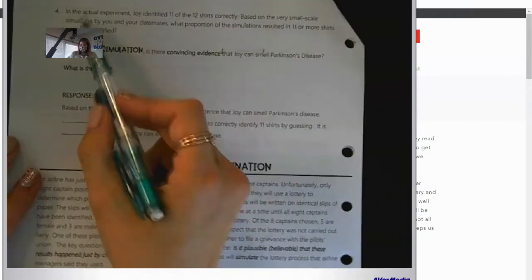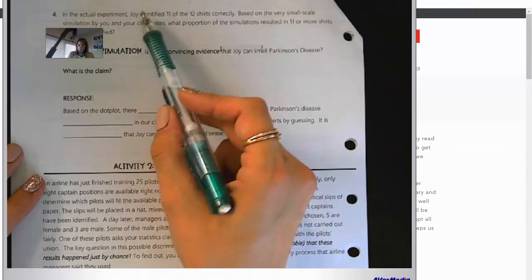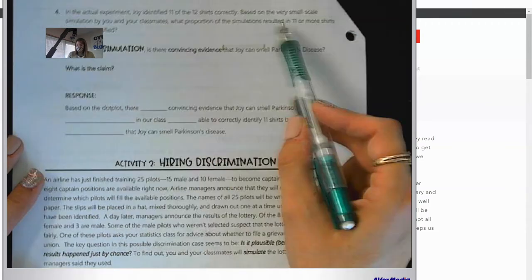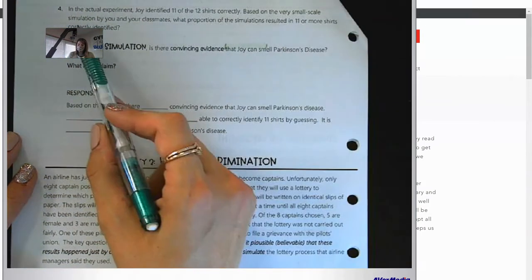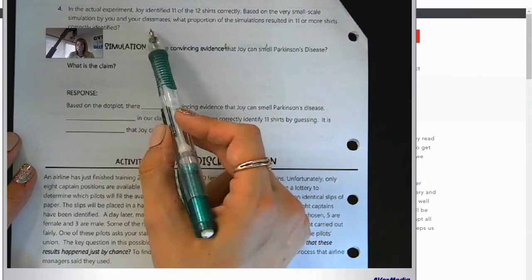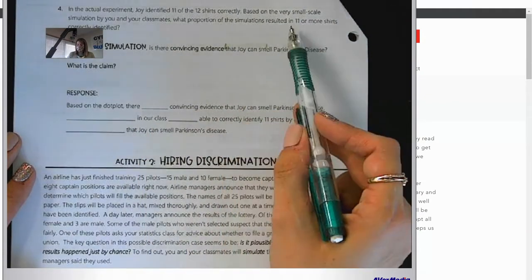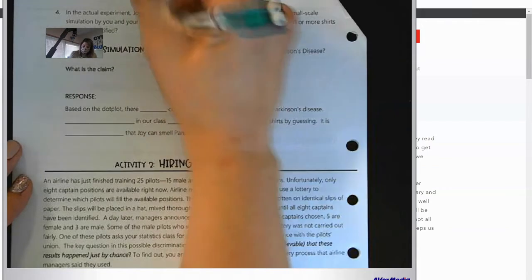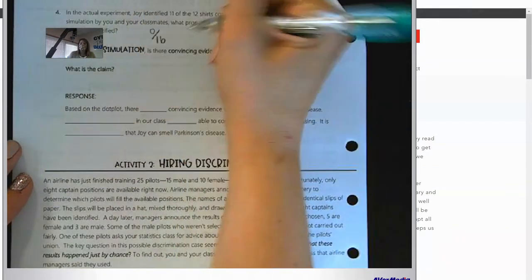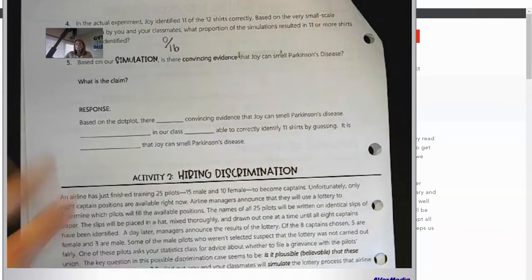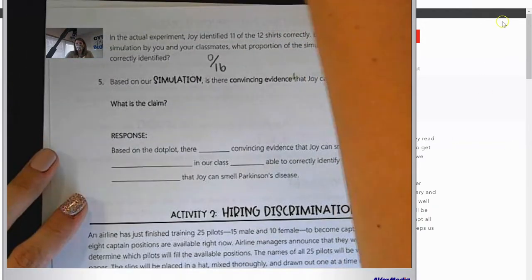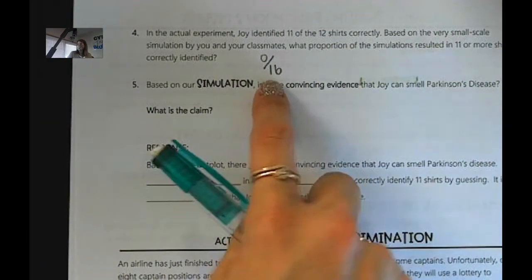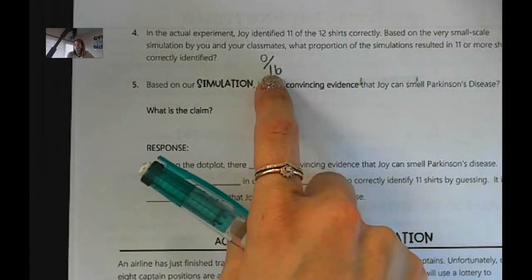So number 4 says, in the actual experiment, Joy identified 11 of the 12 shirts correctly. Based on the very small scale simulation by you and your classmates, what proportion of the simulations resulted in 11 or more correctly identified? 0 out of 16. So proportion is just a fancy word for fraction. When it says what proportion, they typically want a fraction.